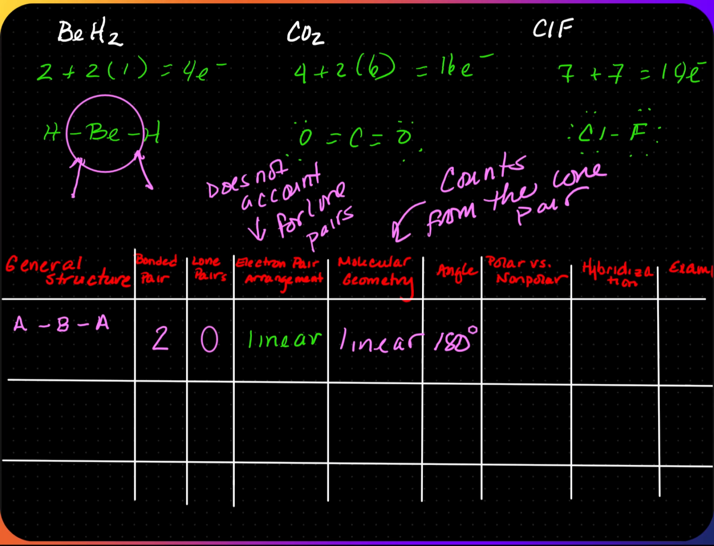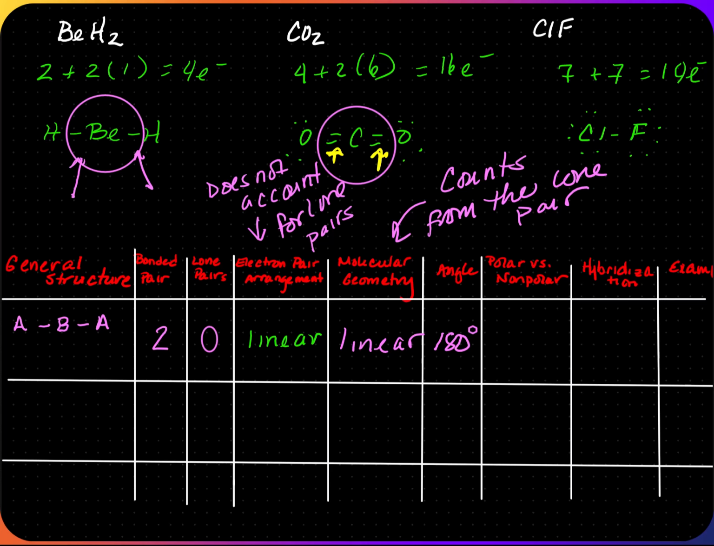If I look at CO2, again, I look at my central atom. We don't look at the outside. We have two bonded pairs. Remember, a double, single, or triple counts as one. So we have one bonded pair here and another bonded pair here. Two bonded, 0 lone pairs around the C. So this electron pair arrangement is also linear. Its molecular geometry is also linear because there are no lone pairs. And the angle is 180 degrees.